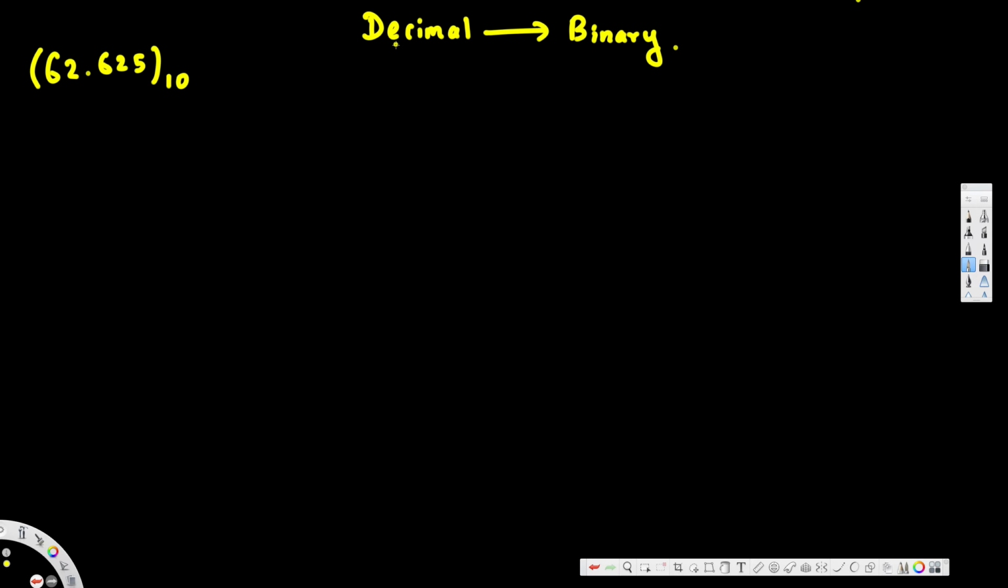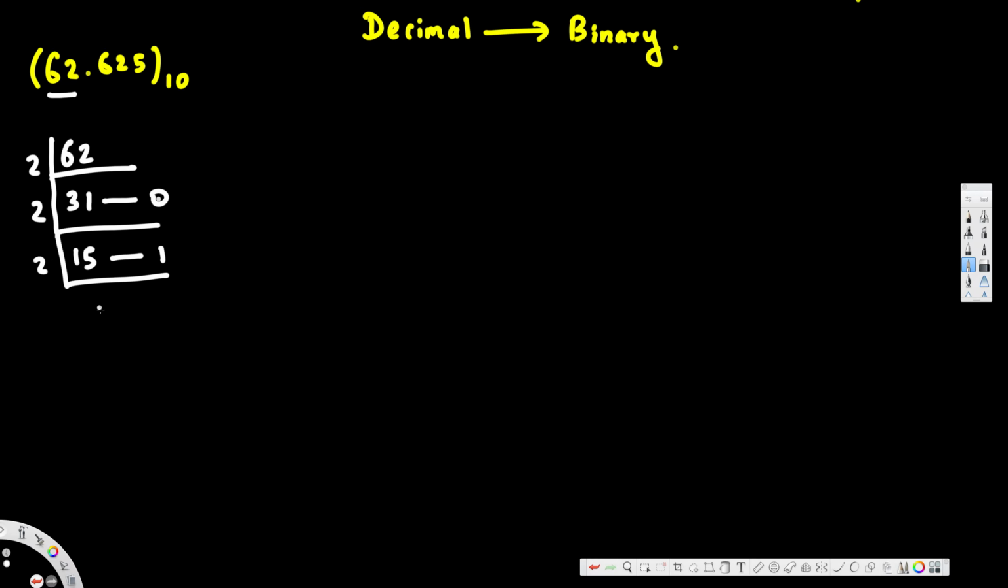Okay, to convert from decimal to binary, the first step is we take the whole number. Here we have a whole number and a fraction number. So we take this whole number 62 and we divide it by 2 until we get 0. If we divide by 2, we get 31 and the remainder is 0. Again we divide by 2, that gives us 15, the remainder is 1. Again we divide by 2, that gives us 7 and the remainder is 1. And again we divide by 2, that gives us 3 and the remainder is 1.